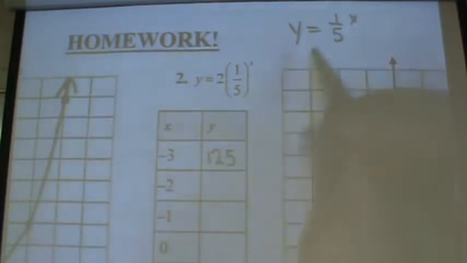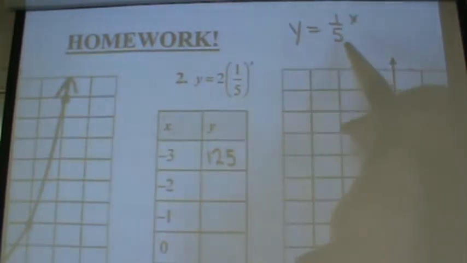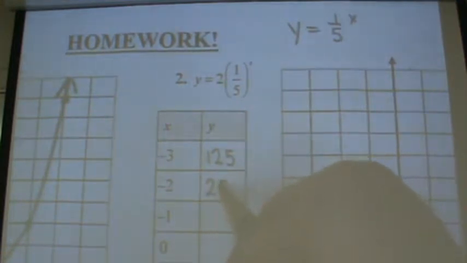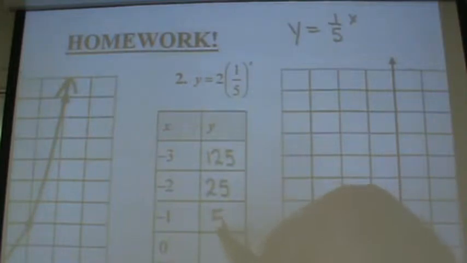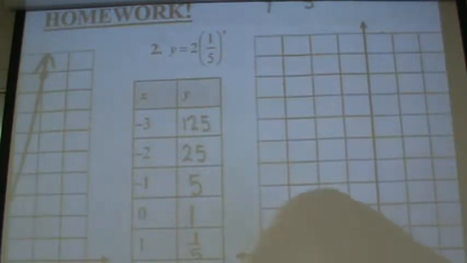Let's just get the parent function points. If I put a -2 here, it would be 5 squared, which is 25. If I put a -1 here, what would it be? 5. If I put a 0, what would it be? And then a 1, 1/5, and then a 2, 1 over 25.